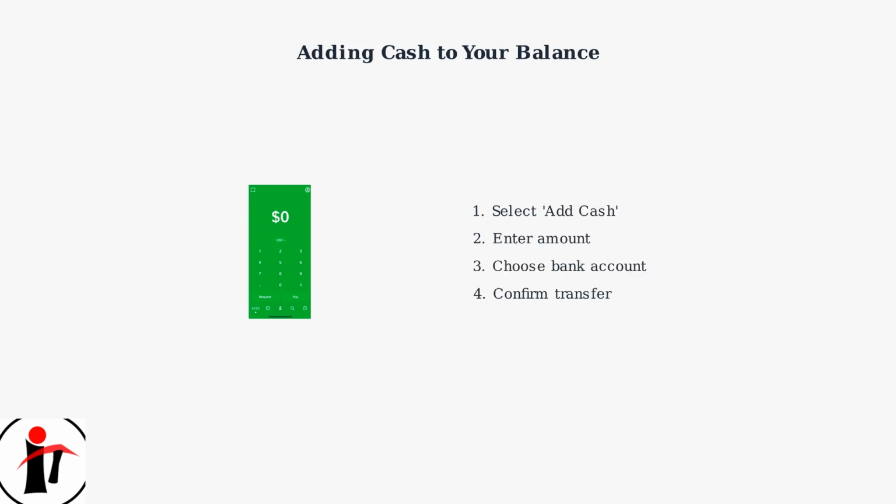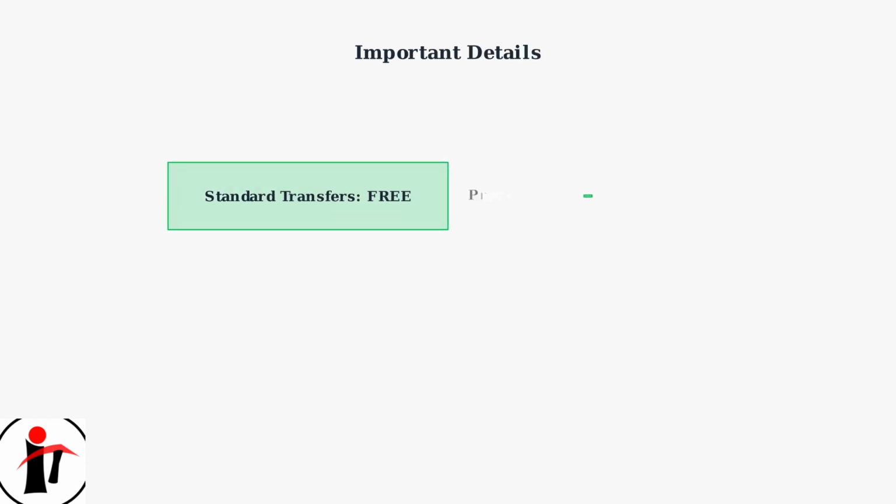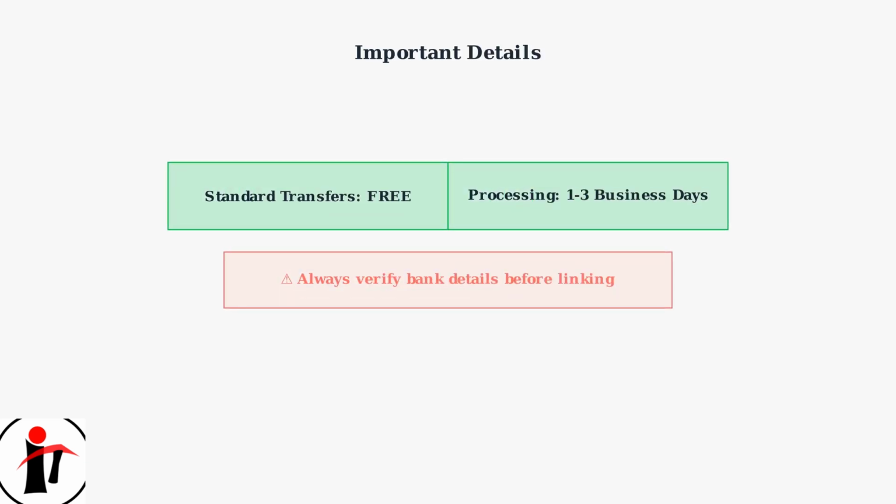Simply select Add Cash, enter the amount you want to transfer, and choose your linked bank account as the funding source. Standard transfers from your bank account to Cash App are completely free and typically take 1 to 3 business days to complete. Always double-check your bank details before linking to avoid any transfer issues.